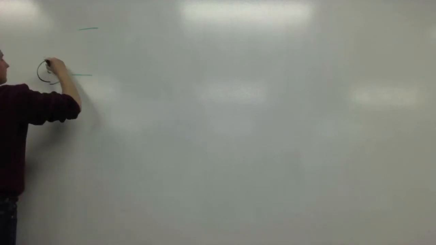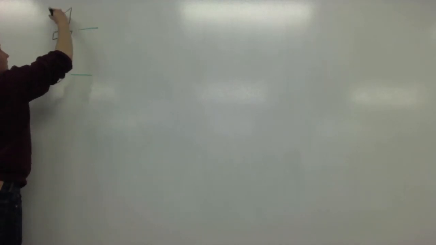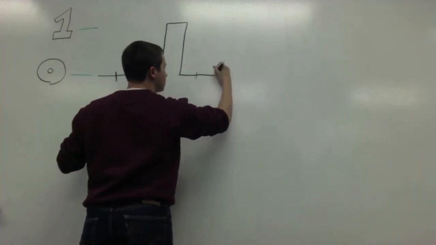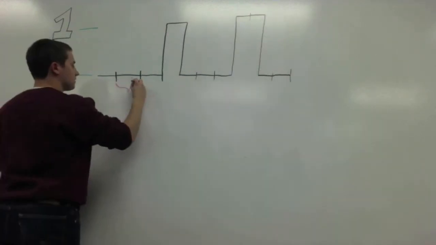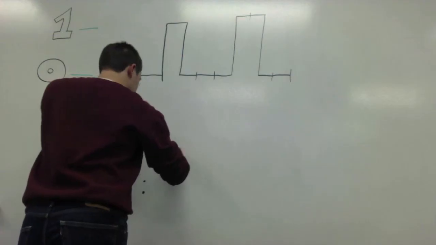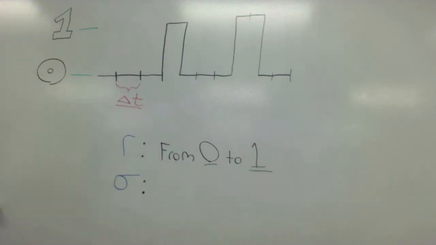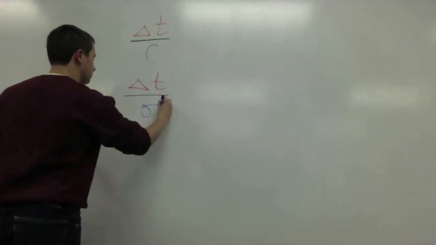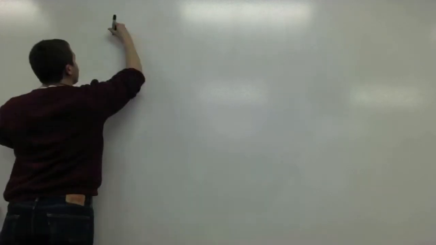Simply put, telegraph noise is a binary signal of values 0 and 1. A typical signal will look something like this, where for each time step delta t, we use constants of proportionality r and sigma to represent the transitions from 0 to 1 and 1 to 0, respectively. The probability of making a transition is then delta t over the appropriate constant.